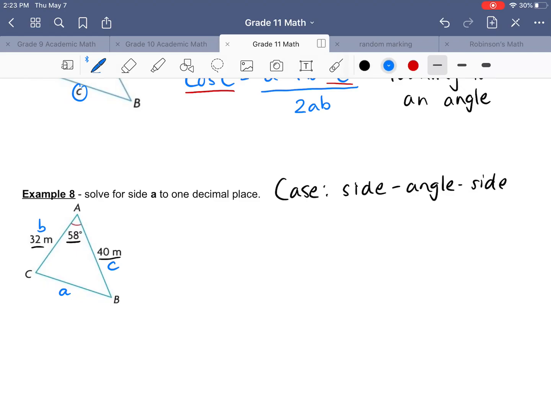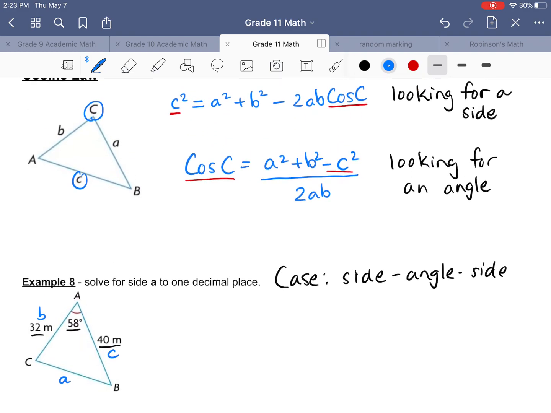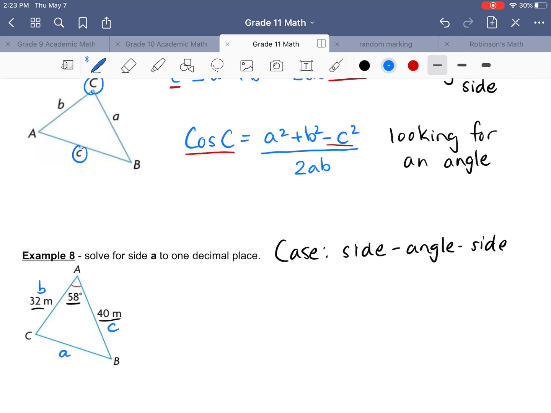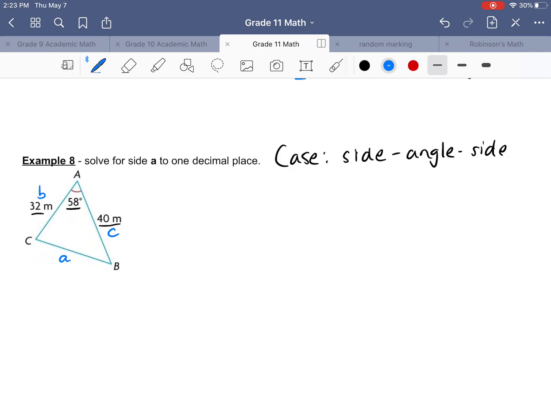So we've labeled everything, and notice that we're not looking for side C. If we move back up to our formula, we have it all rearranged to look for side C. We're looking for side A. That's okay. We can still write out the formula. We just have to switch around some of our letters. So we have a squared is equal to b squared plus c squared minus 2 times b times c times the cos of angle A. So notice that we have side A squared by itself, and then at the end we have cos of angle A, and those two pair up.